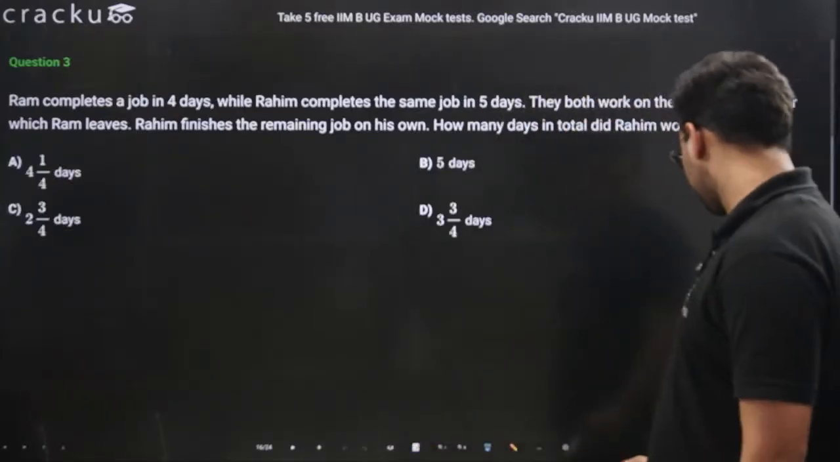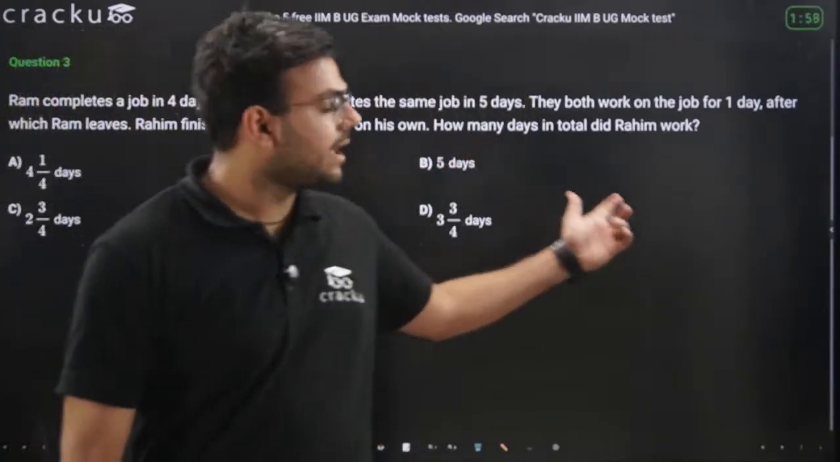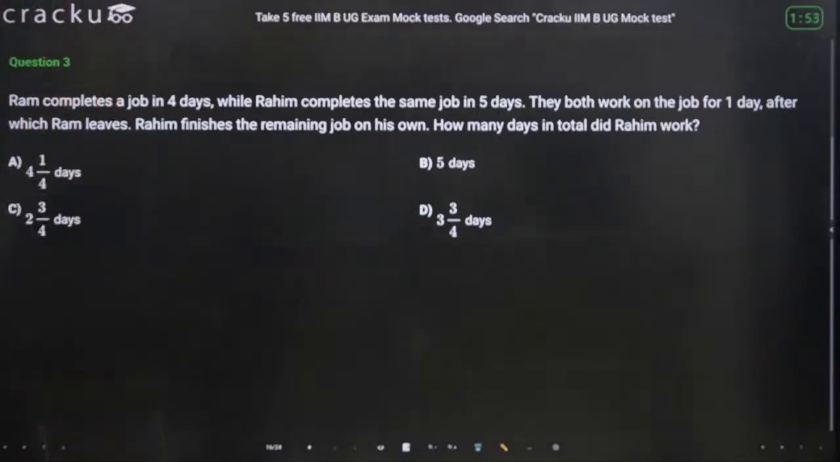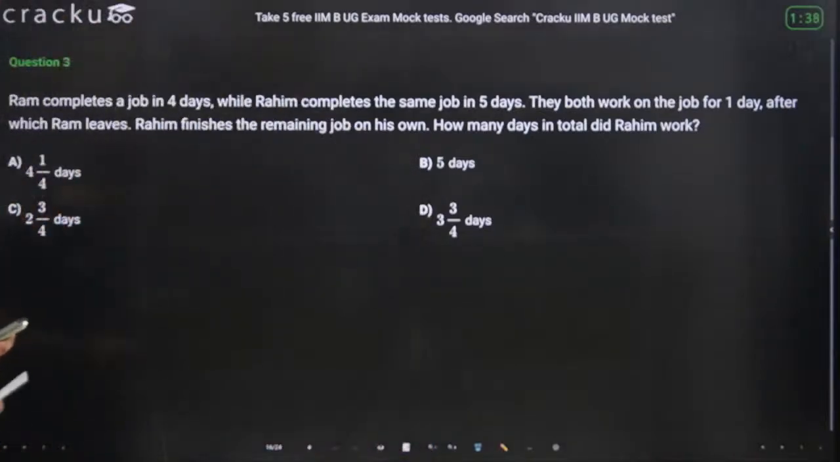So where is the timer? Okay, we have kept a time limit of 2 minutes. Try to solve this question in 2 minutes. If you have any doubt in this question, or in the previous concept discussed, you can ask.